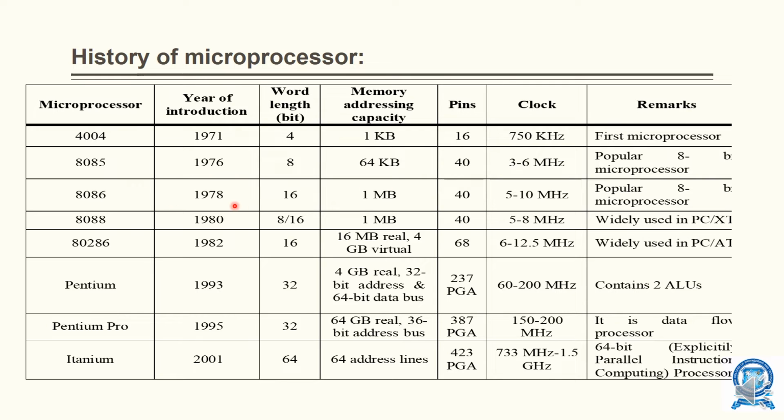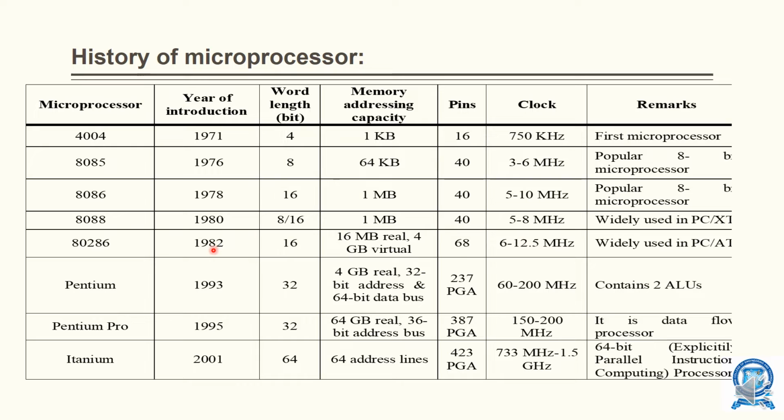Again, later in 1978, the 16-bit processor 8086 was introduced, and the memory capacity is improved to 1 megabyte. And here again it is a 40 pin package with a clock speed of 5 to 10 megahertz. Later in 1980s, the next processor, which is 8088, was introduced. Again it is a 40 pin package with a clock speed of 5 to 8 megahertz.